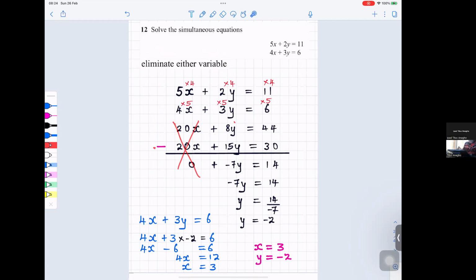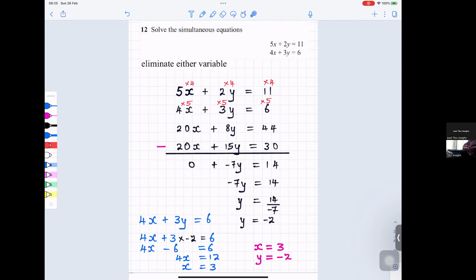8 minus 15 is minus 7y. Minus 7, and then there's the y. 44 minus 30 is 14. This is minus 7 times y. What's the opposite of times minus 7? Divided by minus 7. 14 divided by minus 7 is minus 2. So y is minus 2.